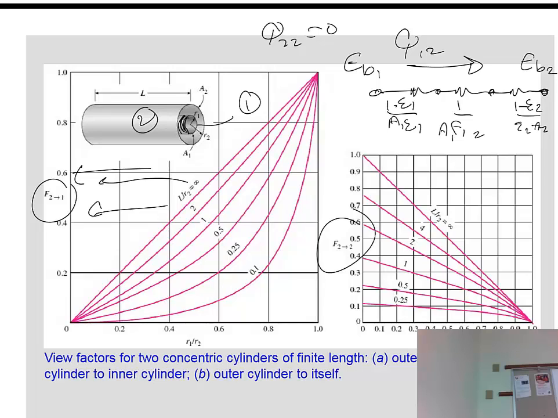I thought you meant by reflection off of the middle. So if you are concerned that 1 can send to 2 and then it can send back again to 1, yes, it can, but once it is sent to 2, it's not its radiation anymore.